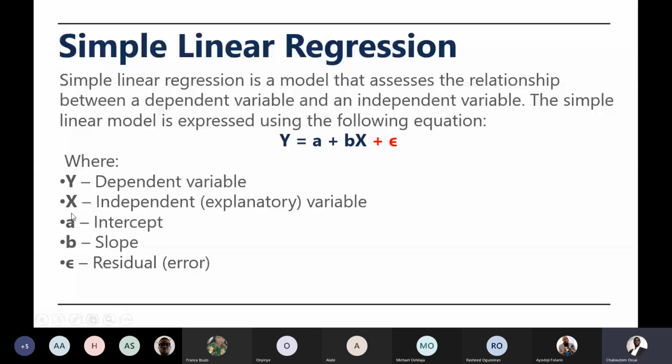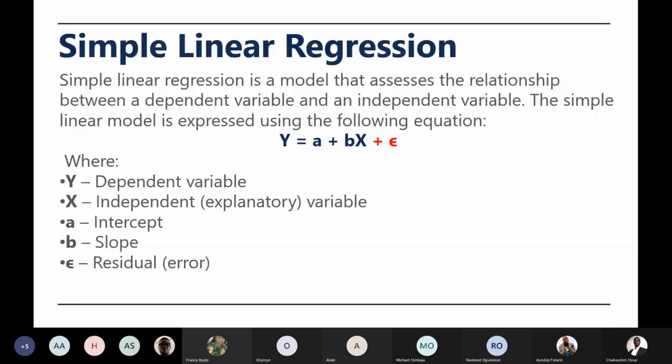Also, the a here is the intercept, or the point at which the regression line will intersect with the y-axis. All this I will explain by the time we get to the model itself. While the b is the slope of the regression line. The slope reflects how large or small the change in y will be for a unit change in x. The epsilon is called the residual, or it is also considered as the error.